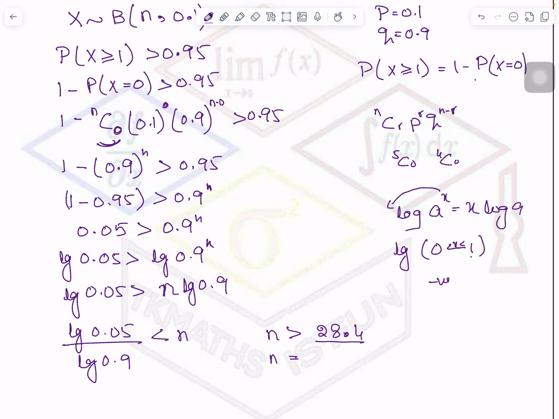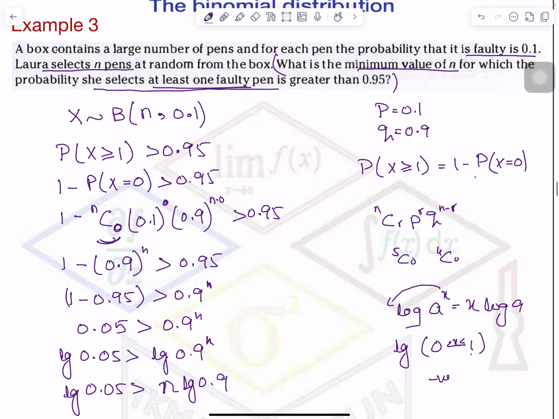So the least value of n is 29, because afterward what are the values? 29, 30, 31 and so on. So this is the least value of n to have the probability greater than 0.95.